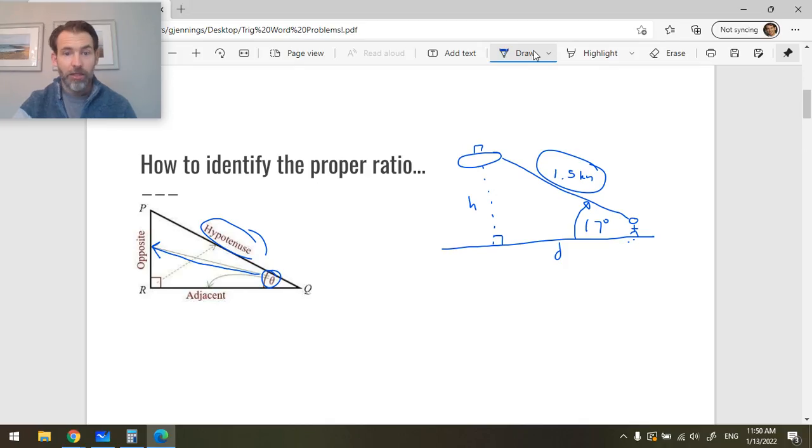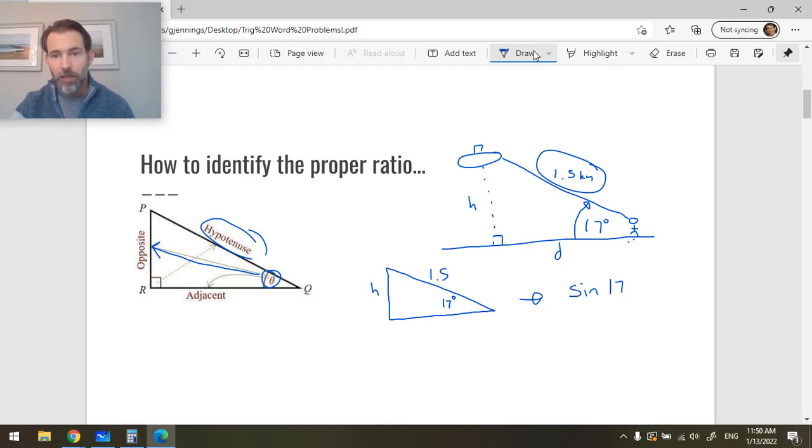So if we want to find that height, we can create a diagram. It might look like this. This is the height, this is 1.5 kilometers, and this is 17 degrees. What relates opposite to hypotenuse? SOHCAHTOA, S-O-H, sine. O and H are related to sine. So sine of 17 degrees will be equal to opposite over hypotenuse, which is the height over the hypotenuse, 1.5.